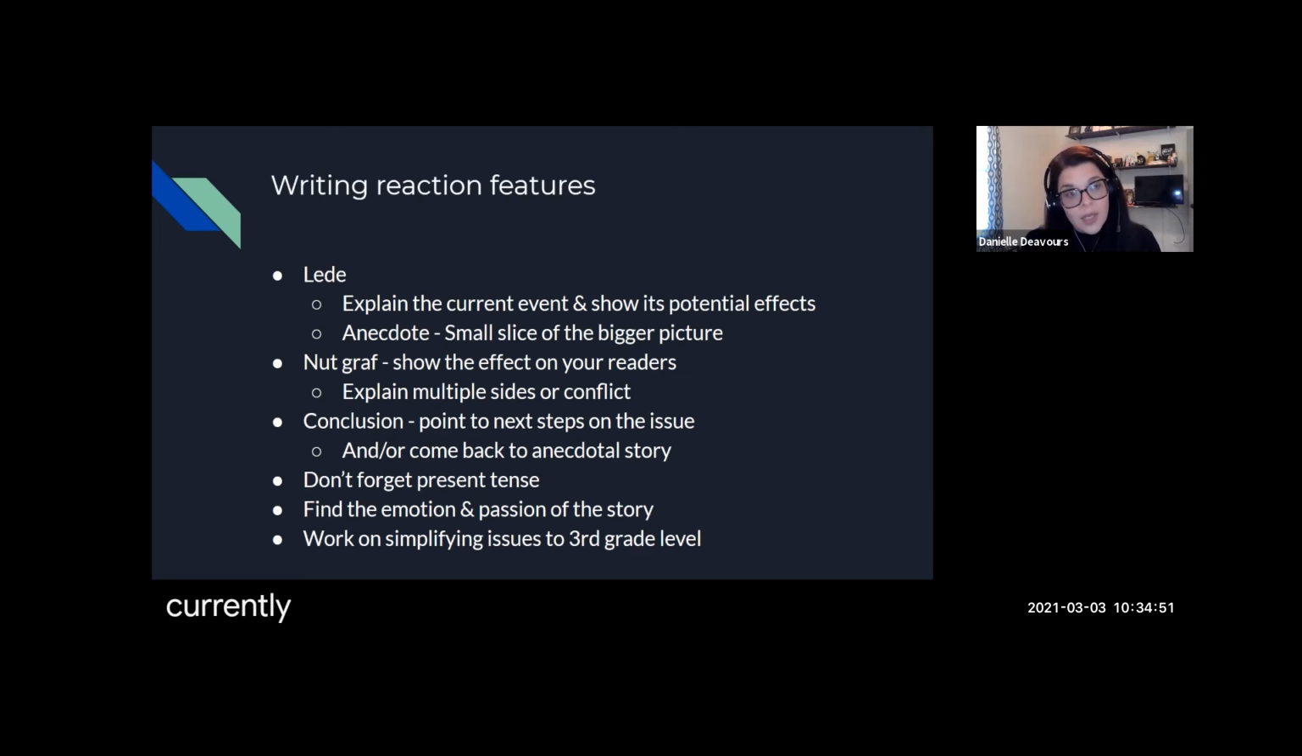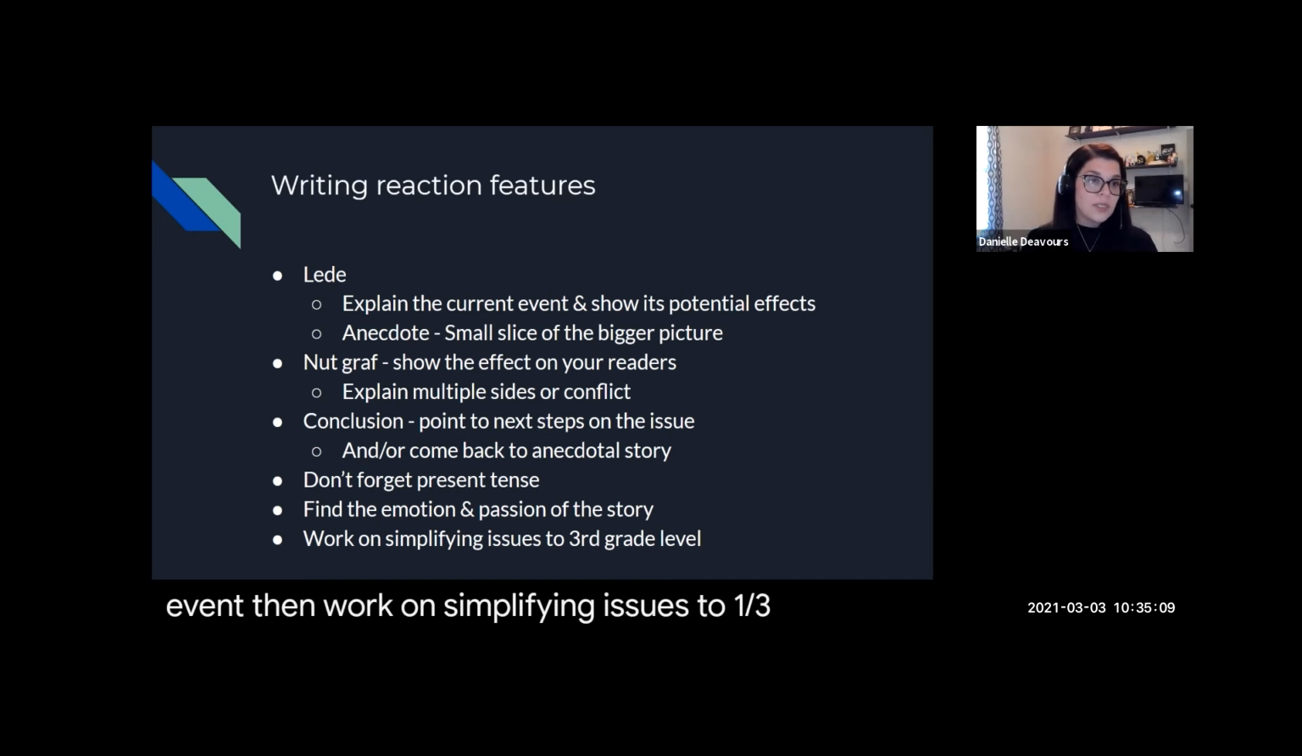We also want to find the emotion and the passion of that story, find the people who are trying to make the change, who are really speaking out about that social issue. Emotion is very important in terms of making your reader care about this current event. And then work on simplifying issues to a third grade reading level.